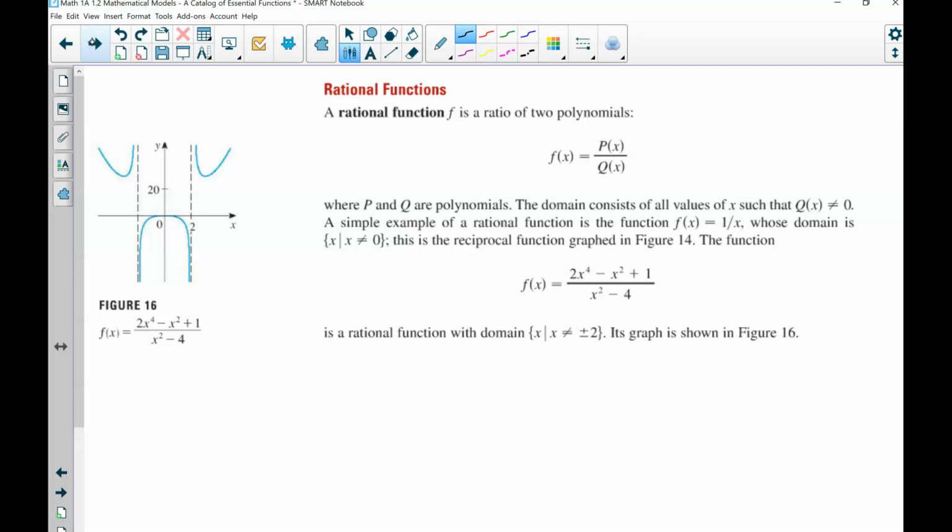Now, the function f of x, which is equal to 2x to the fourth minus x squared plus 1 over x squared minus 4, is what's graphed in figure 16. It's a rational function with the domain where x cannot equal plus or minus 2. And you can see that in figure 16. So therefore, it generates two vertical asymptotes, one at x equals -2 and the other at x equals 2.